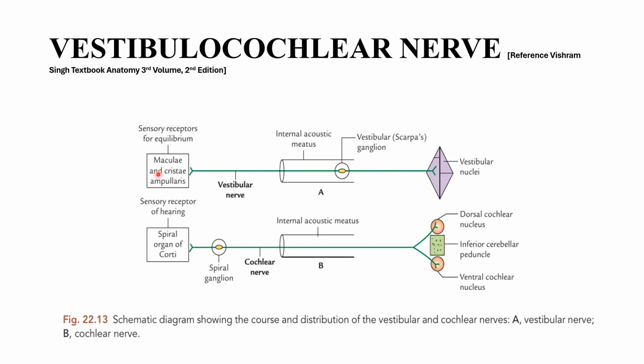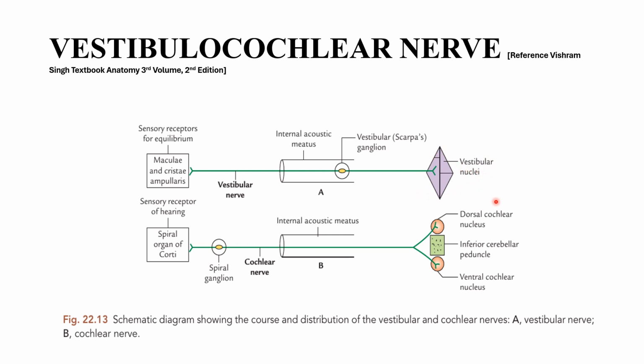So what do these sensory afferent fibers do, where will they terminate? They will terminate in the brain stem. The vestibular nerve fibers will terminate in the vestibular nuclei, and the fibers carrying the information regarding hearing, that is the cochlear nerve, will end in the inferior cerebellar peduncle. So let's see how it starts. Now we will study it starting from here.